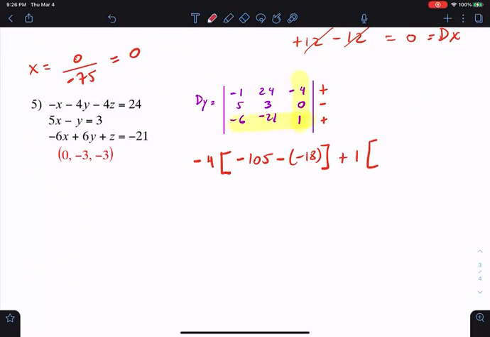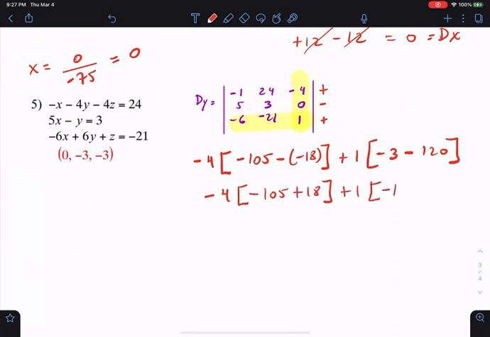And I need to do 1 times, positive 1 times 1 is 1. And now I need to compute that. So this is -1 times 3 is -3. And this is minus 24 times 5 is 120. Okay. Now we need to compute this, right? So this is -4. This is -105 plus 18. And then here we have plus 1 minus 123. Let's see what we get.